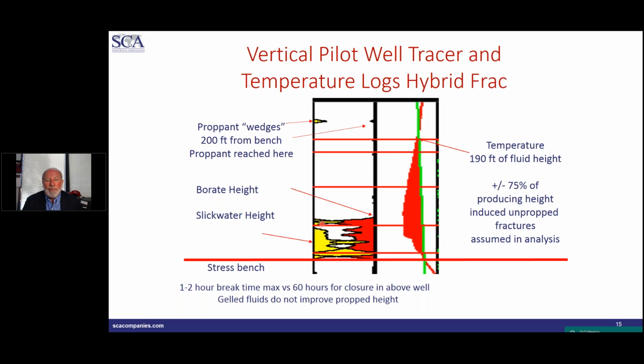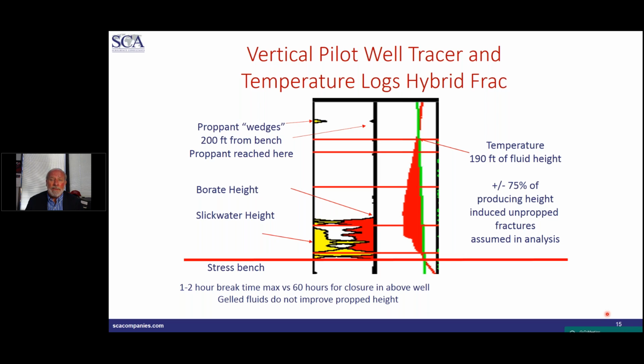So basically you can model your proppant height by where your stress bench is and add 50 to 60 feet. That basically suggests that about 75% of your producing height is induced unpropped fractures, and that's somewhat in line with what they've seen at the UT and some of the studies they've done down there. I think the numbers were consistent with that. But that's one of the big variables right there.